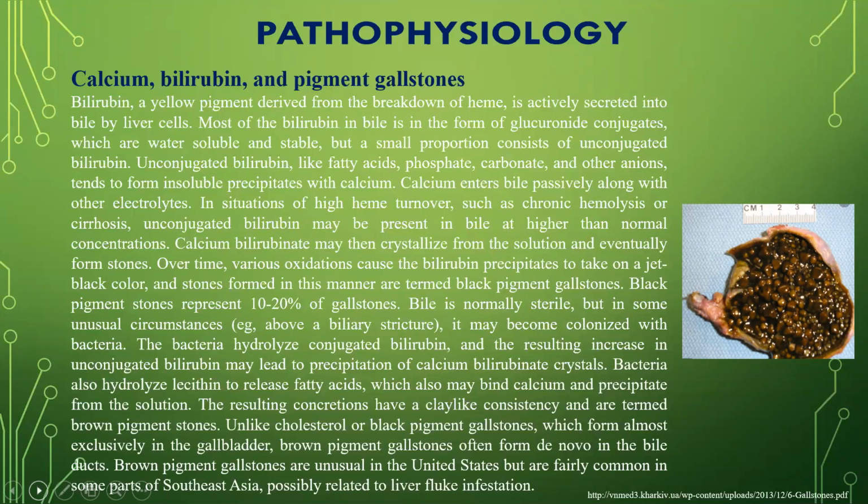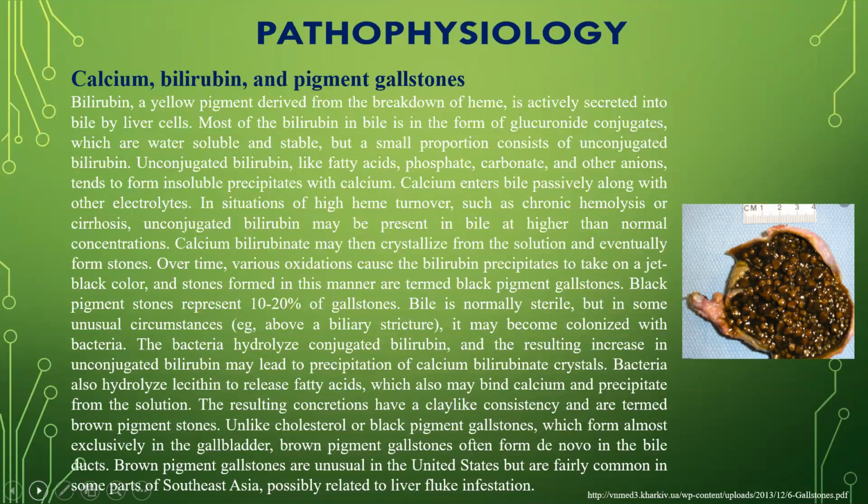Bile is normally sterile, but in some unusual circumstances, it may become colonized with bacteria or protozoa. The bacteria hydrolyze conjugated bilirubin, and the resulting increase of unconjugated bilirubin may lead to precipitation of calcium bilirubinate crystals. Bacteria also hydrolyze lecithin to release fatty acids, which also may bind calcium and precipitate from the solution. The resulting concretions have a clay-like consistency and are termed brown pigment stones.